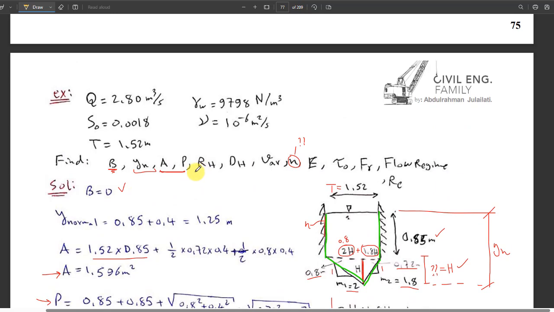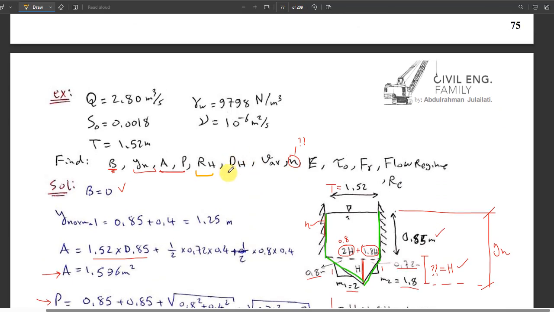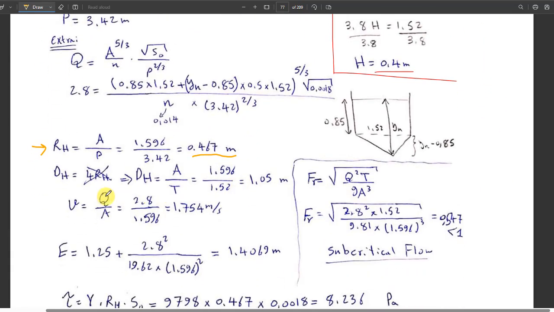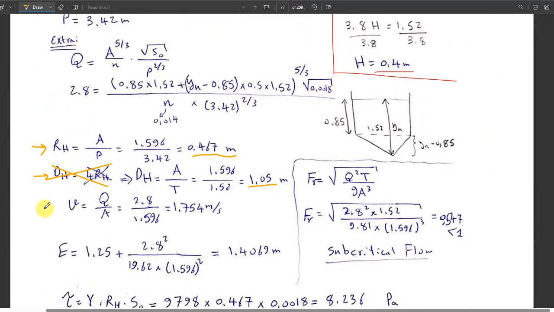So it continues with, now we find hydraulic radius. We know hydraulic radius is area over perimeter, therefore I get area over perimeter and we got the answer. Then what is next? Hydraulic depth. What is hydraulic depth? A over T. Don't say it is for RH, it's totally wrong, okay? Therefore hydraulic depth is A over T. We get the answer 1.05. Then velocity, how much is the velocity? It is Q over area. If we directly divide Q over area, we can get the answer.